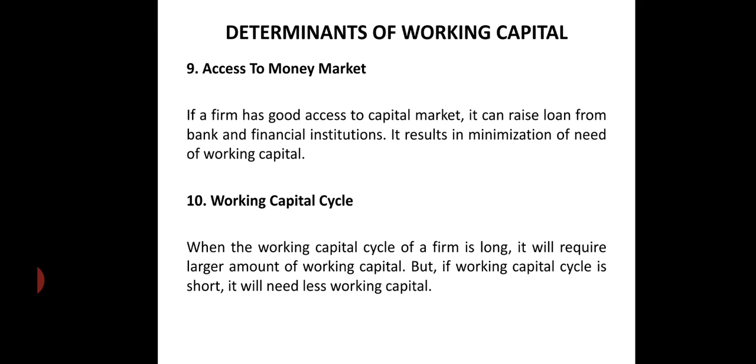Next, working capital cycle. When the working capital cycle of a firm is long, it will require a large amount of working capital. But if the working capital cycle is short, it will need less working capital. Working capital cycle means the period of capital which we invested in raw materials; that raw material will be converted into finished goods, those finished goods will be sold in the market, then money comes back to the company, then again that money is invested in raw materials, which get processed and converted into finished product.